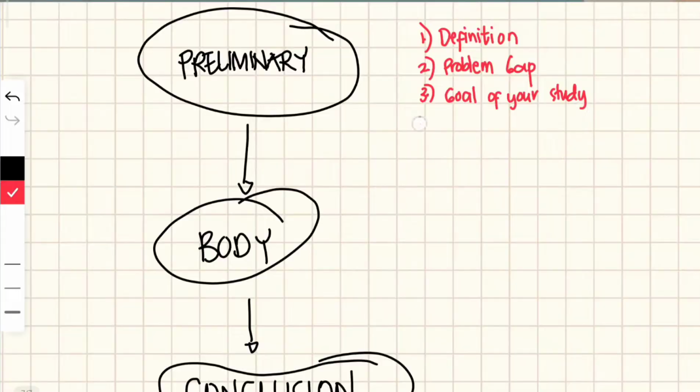The fourth one is the thesis statement. When we say thesis statement, it again reflects the goal of your study.